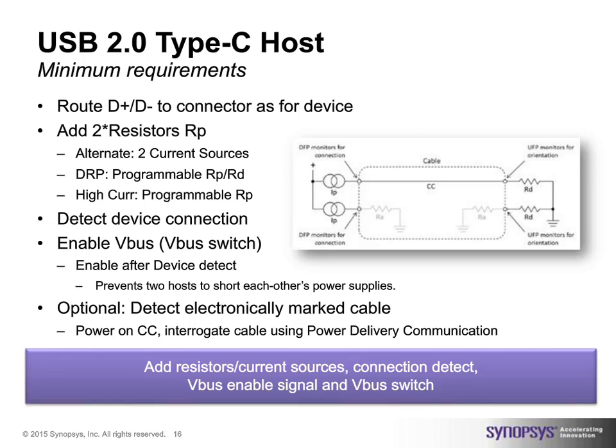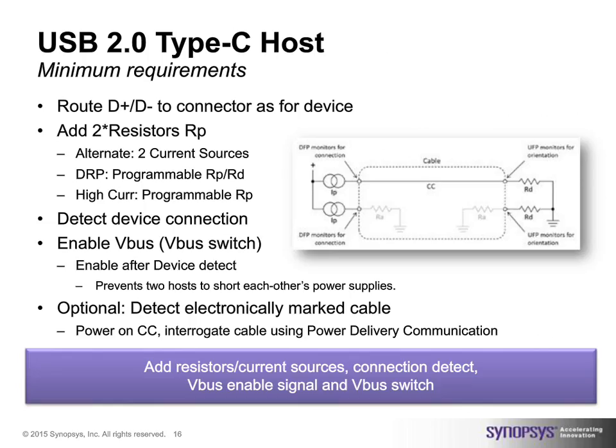If the host has high current capability, you need to have programmable resistors or current sources, at least if you want to be able to vary the current capability, which you can vary depending on the actual current capability at the time. For instance, depending on whether you're operating off battery or mains. Then the host needs to detect a device connection. When a device is connected, it must enable VBus. So it needs a VBus switch.